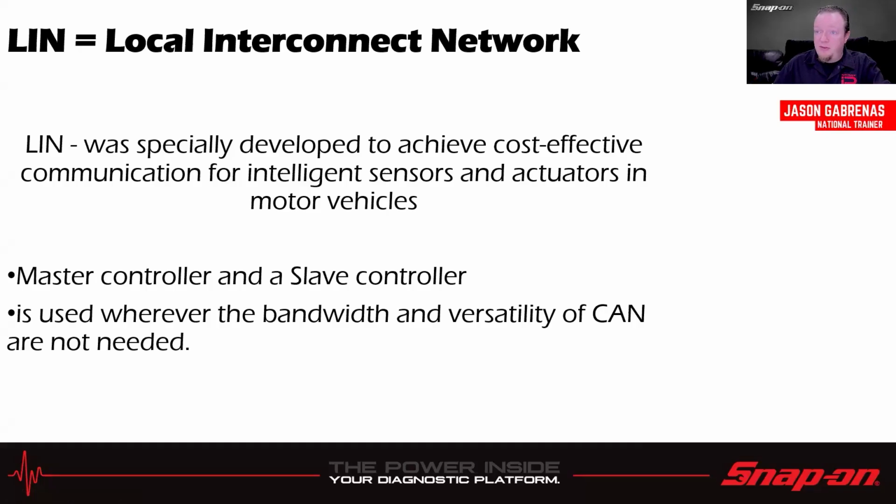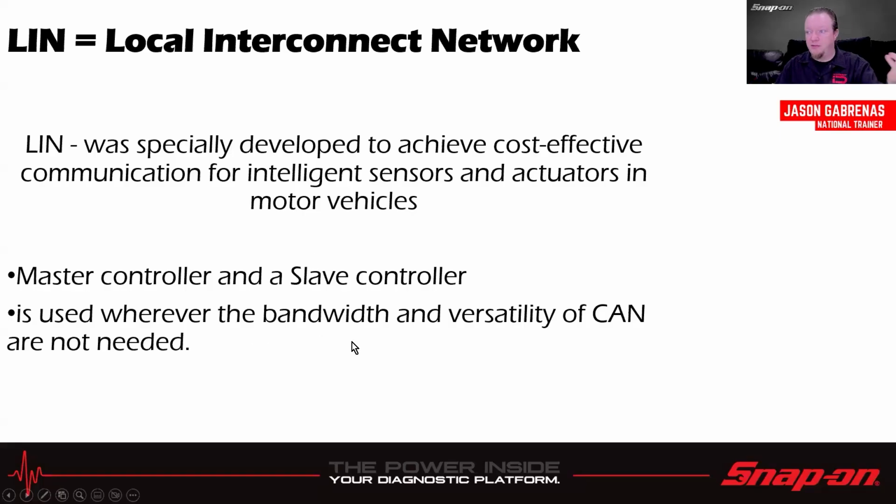It was specially developed to achieve cost-effective communication for intelligent sensors and actuators in motor vehicles. It's a master and slave type situation. So think of things like, to save complexity on the window motor circuit, I press down on the window switch. It's going to send a signal. That'd be the master. It's going to send the signal down to the window motor, and it's going to tell the window motor roll down or roll up or express down or express up or whatever it happens to be. So instead of having to go to different control modules and ground relays and stuff like that, it just sends the information over this network, the single wire network.